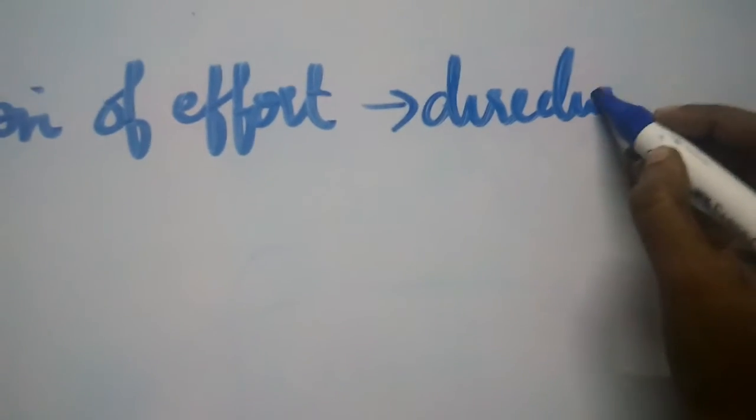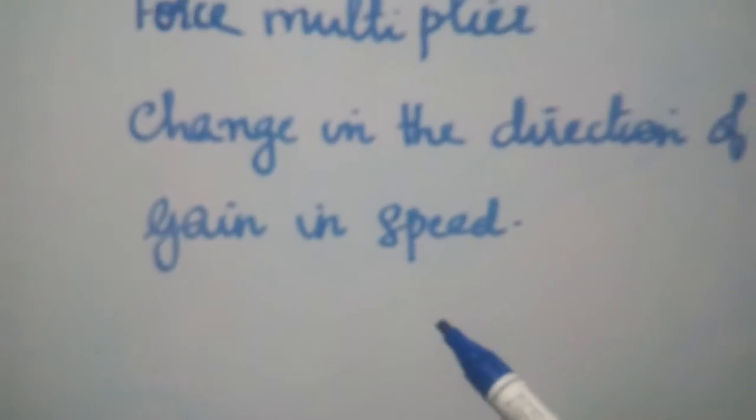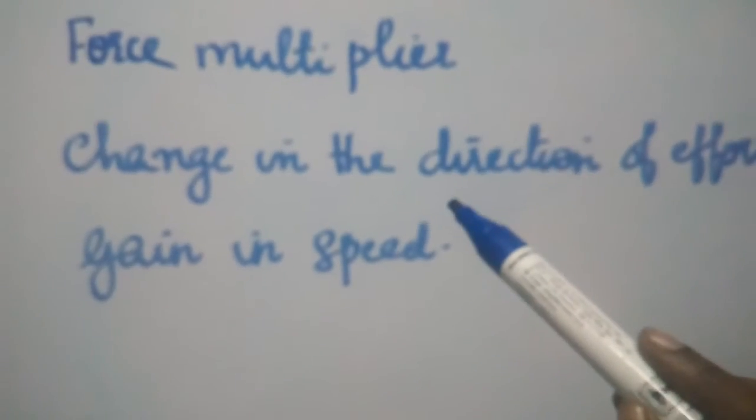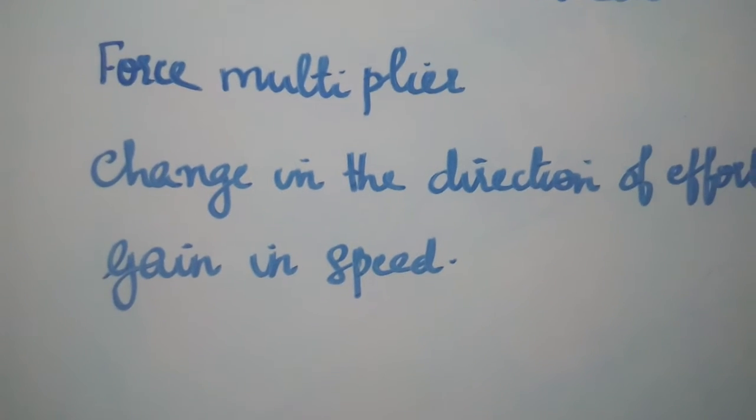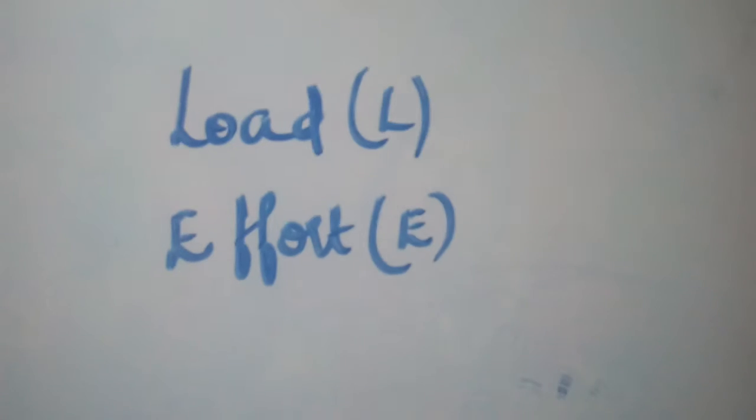Change in the direction of effort means changing the direction of effort to a convenient direction. So these are the functions of machines: force multiplier, change in the direction of effort, and gain in speed.